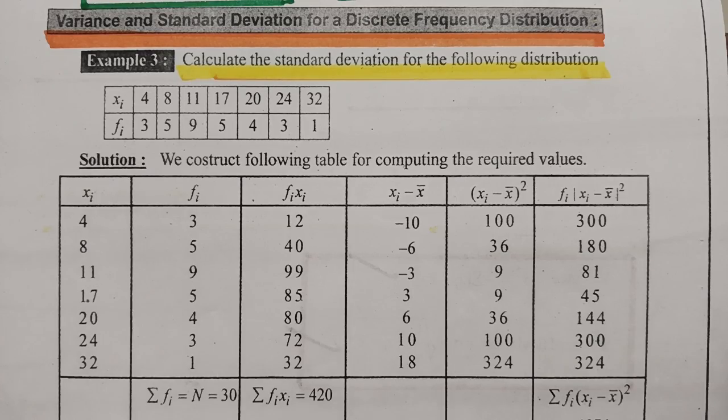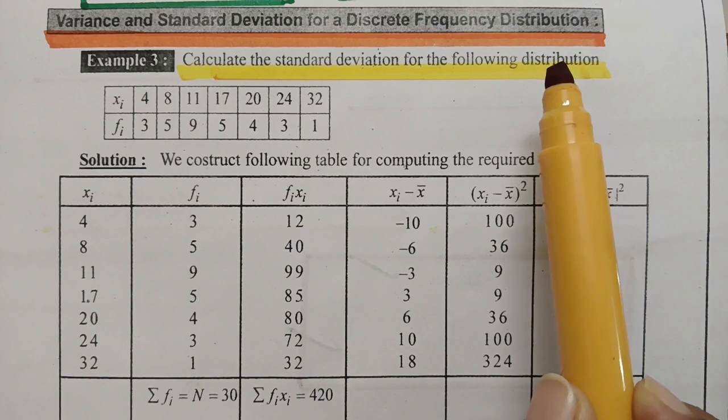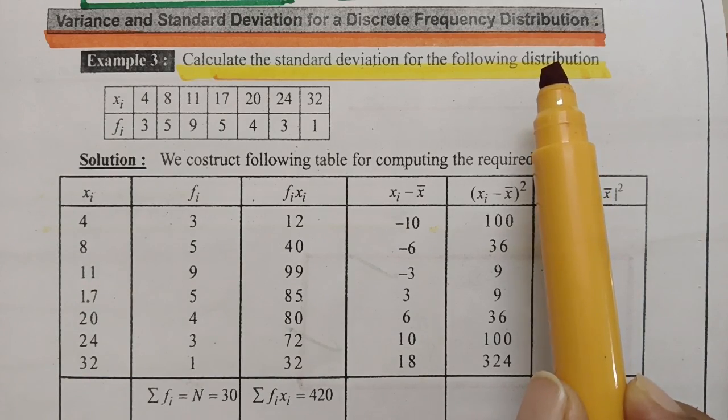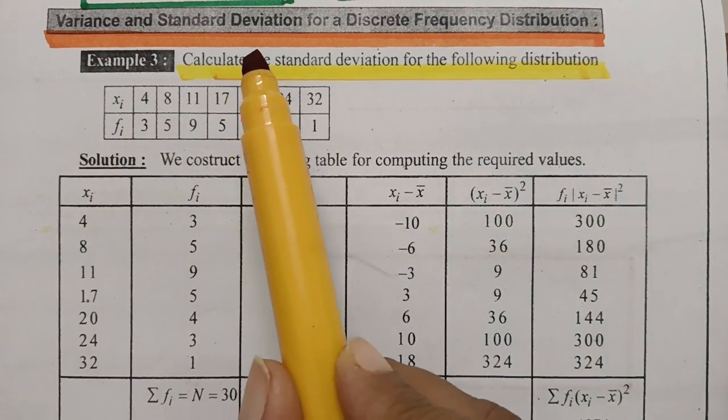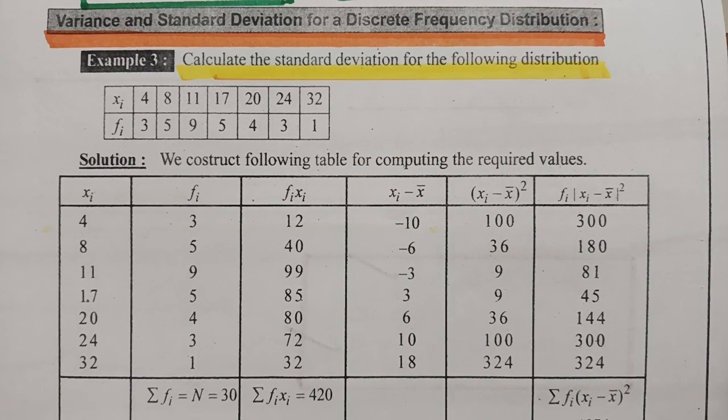Today's video, we are going to calculate the variance and the standard deviation for the discrete frequency distribution. In my upcoming video, I am going to solve the variance and the standard deviation for the continuous frequency distribution. In this video, we are going to calculate the standard deviation as well as the variance. This topic is from measures of central tendency and variability, the second chapter from probability and statistics.